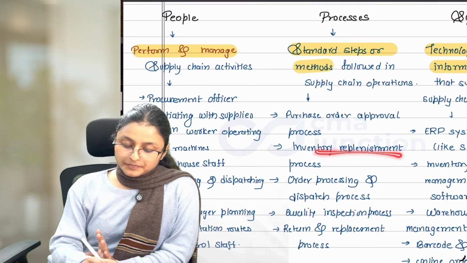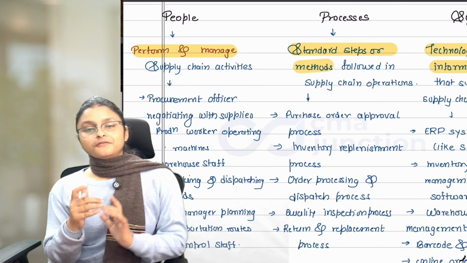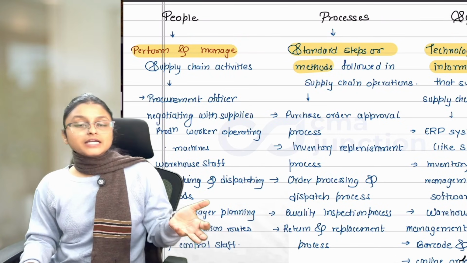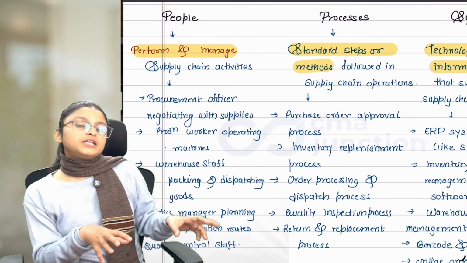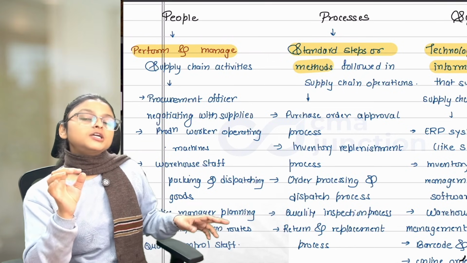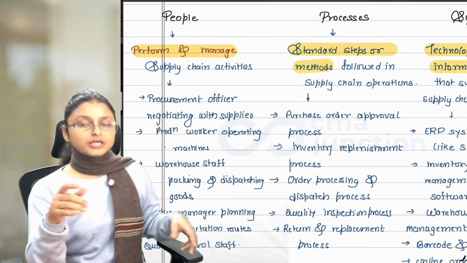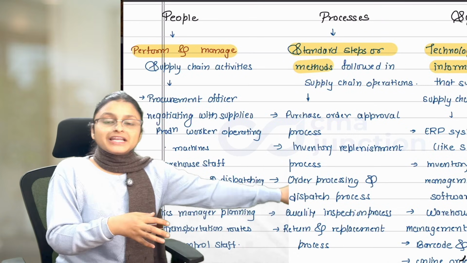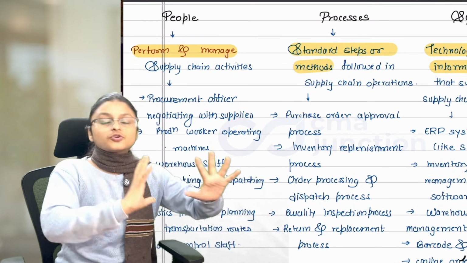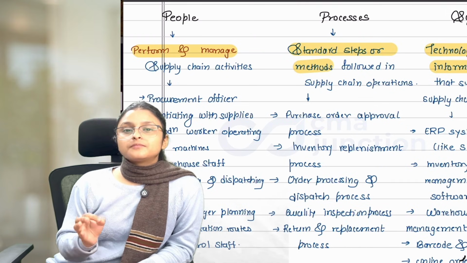Next, inventory replenishment process. What does inventory replenishment mean? When you are producing the product, you need raw material, right? But if raw material is not available on time, your production will stop. That is why it's very important to check whether raw material is available in good quantity or not. If not available, we need to replenish. That means we need to get more raw material so that we have enough stock for the production of finished goods. And that is what is done in the inventory replenishment process.